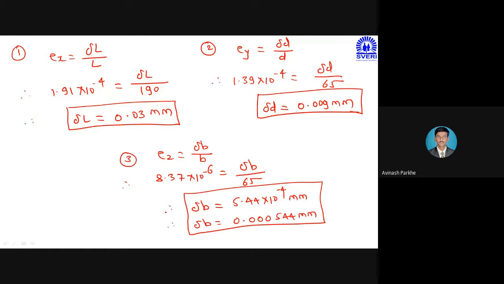Yes, 5.44 into 10 raised to minus 4. This is correct. Try to represent it in the point form also. Both answers are accepted, no problem. 0.0005 mm, this answer is also accepted. And 5.44 into 10 raised to minus 4, it is also accepted, no problem.